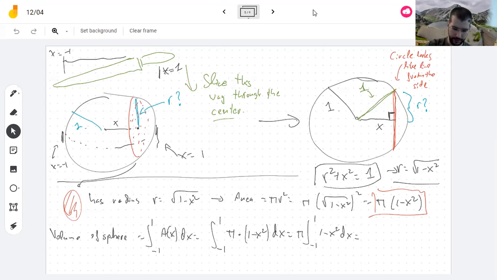All right, thank you, Matthew. Yeah, the antiderivative is x minus x cubed divided by 3. And we have to evaluate that from negative 1 to 1. When you take the derivative of this function, you get 1 minus x squared.